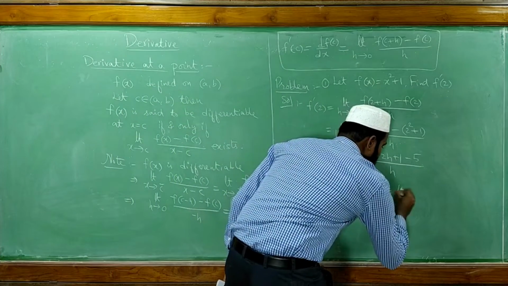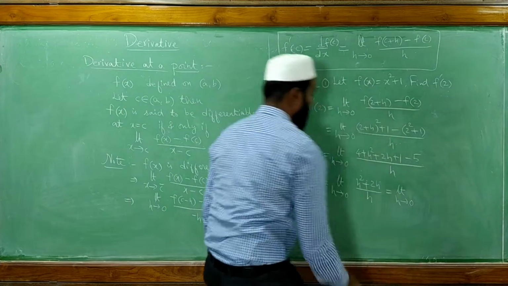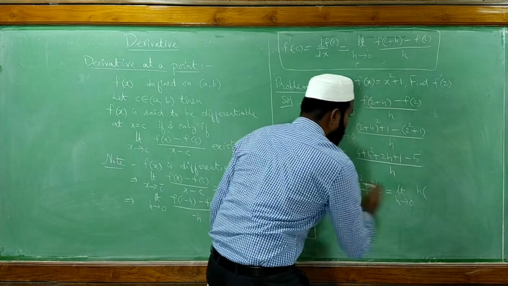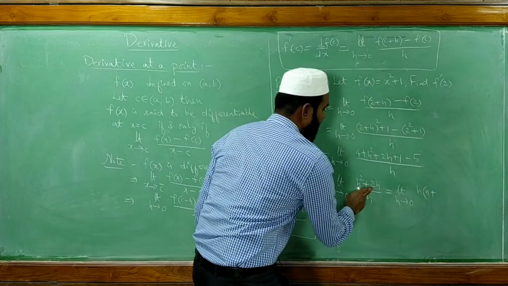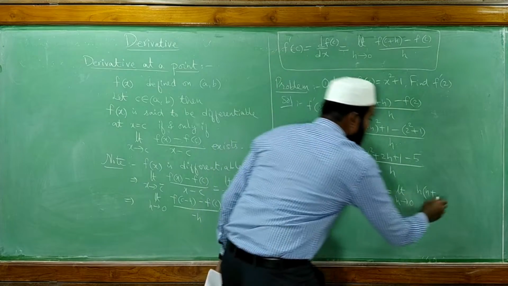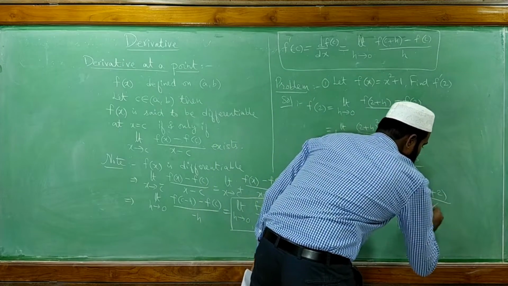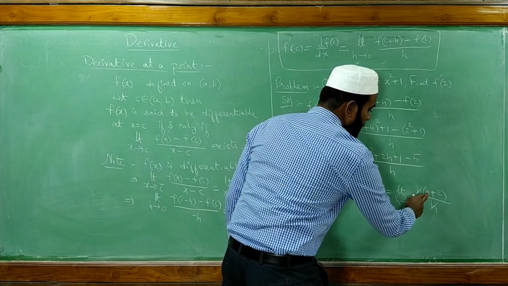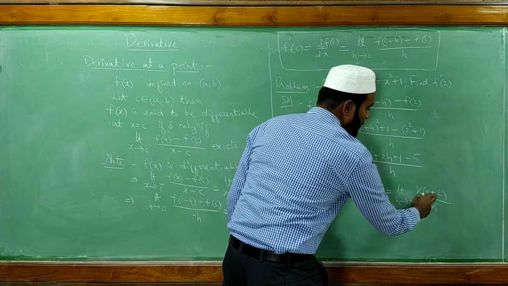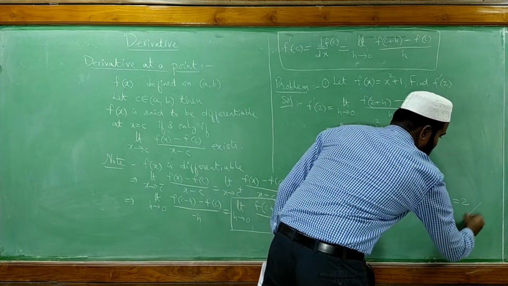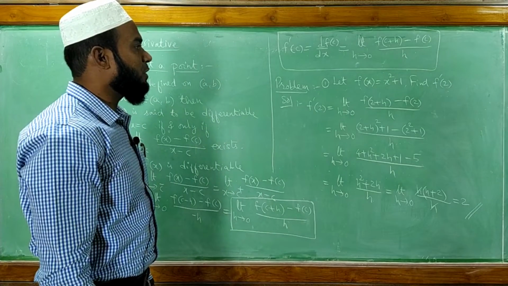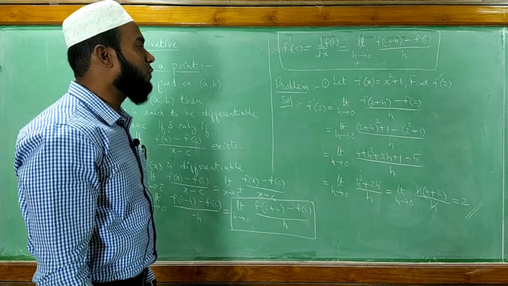Further, limit h goes to 0. Here in the numerator h can be taken out. So if I take h outside, what will remain here? h plus, and here 2h is there. h is taken out means 2 will remain. So this 2 and h will get cancelled. When I take the limit h goes to 0 this term will become 0. What is remaining? 2. Right? So this is how we evaluate the derivative of the function f at the point 2.